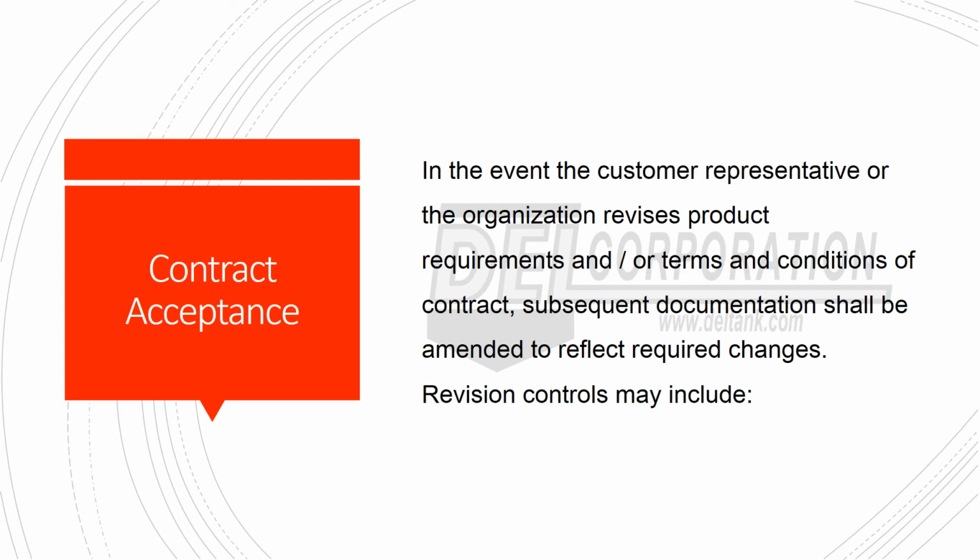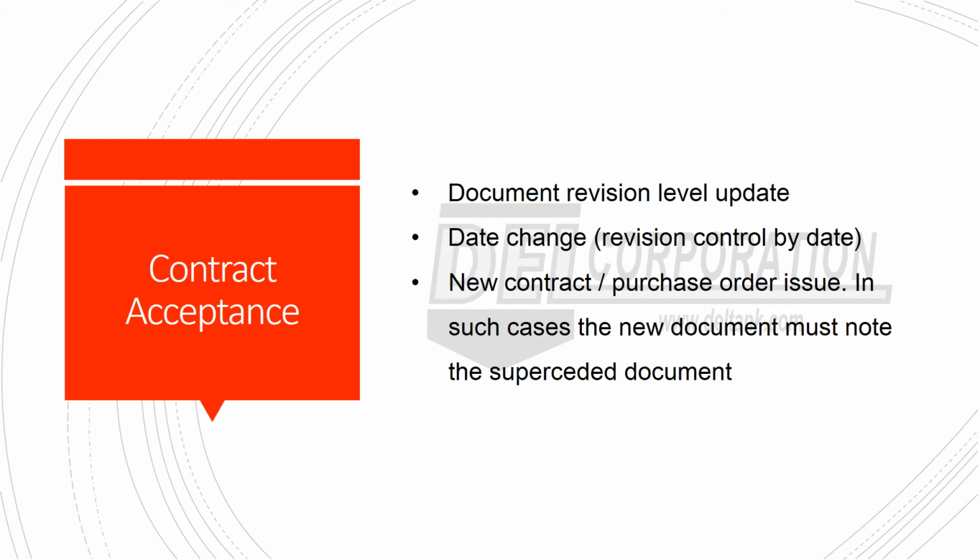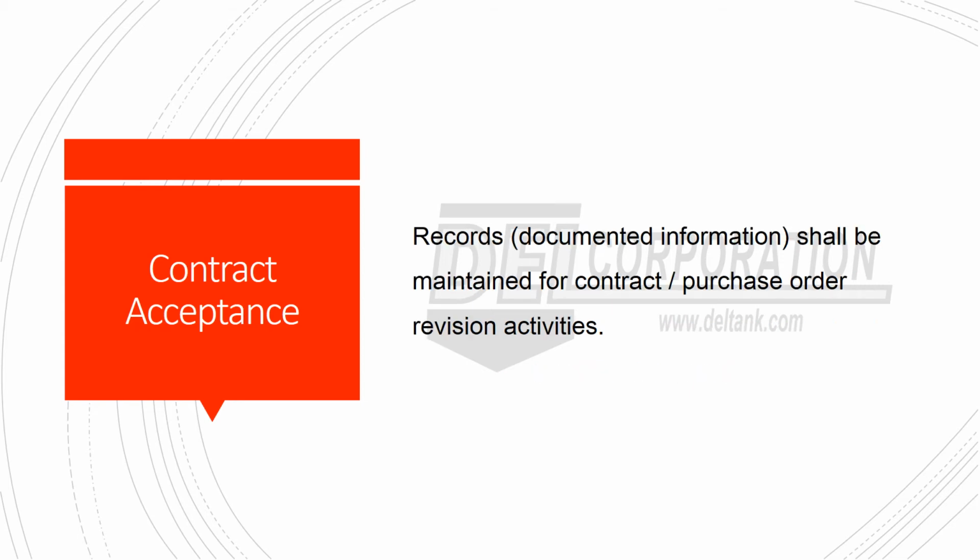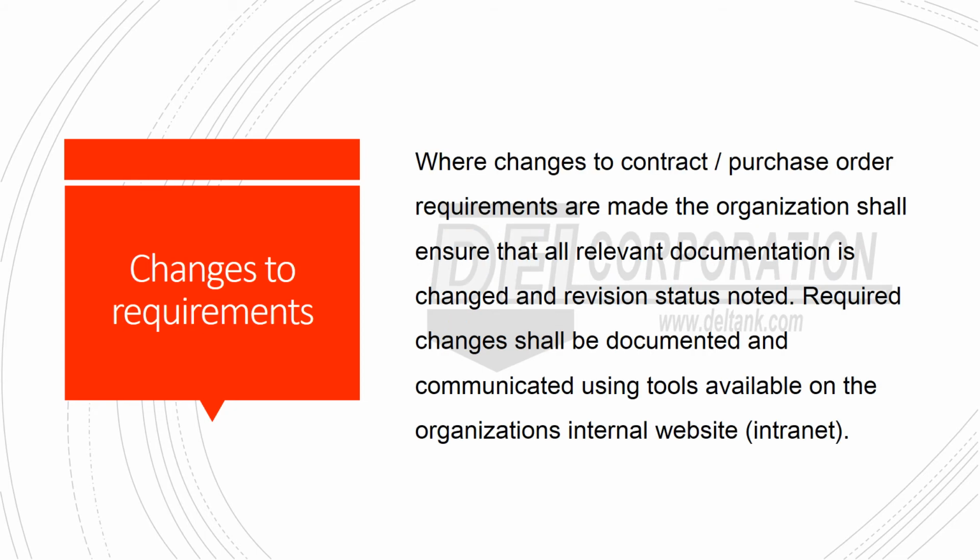In the event the customer representative or the organization revises product requirements and/or terms and conditions of contract, subsequent documentation shall be amended to reflect required changes. Revision controls may include document revision level update, date change, revision control by date, new contract or purchase order issue. In such cases, the new document must note the superseded document. Records shall be maintained for contract or purchase order revision activities. Where changes to contract or purchase order requirements are made, the organization shall ensure that all relevant documentation is changed and revision status noted. Required changes shall be documented and communicated using tools available on the organization's internal website.